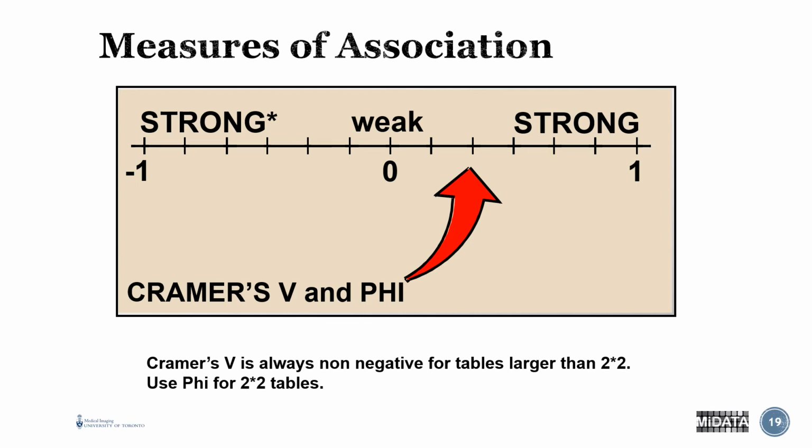Now, because it's a correlation, as we've seen in the last lectures, they vary between -1 and 1, and in this case, anything over 0.25 would be considered an association, something worth noting. Now, interestingly, Cramer's V is always non-negative for tables larger than 2 by 2. In your case, most often, you're going to be working with a 2 by 2 table. And in this case, you use the phi correlation. And the phi correlation can vary between -1 and 1.